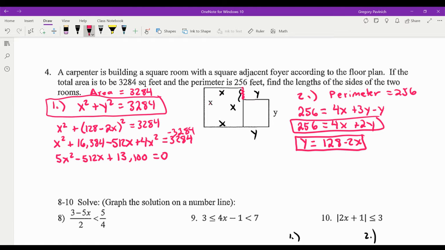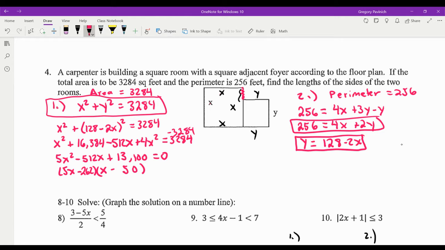Okay, and then I'm going to factor. And I know that this has got to be a 5x and an x. And now I've got to find my factors that multiply to get 13,100, which is negative 50. I know it's got to have a 0 on it, right? And negative 262. Not the easiest numbers to find out.